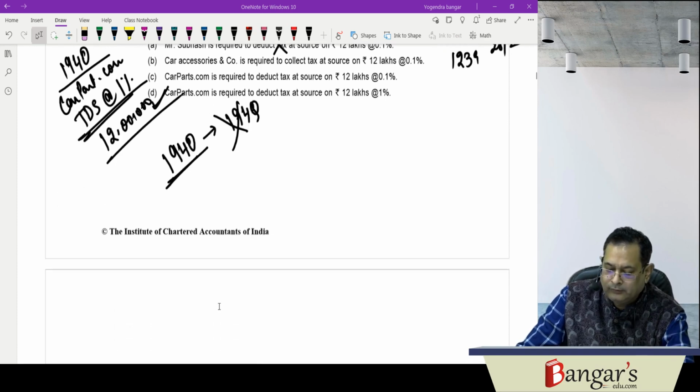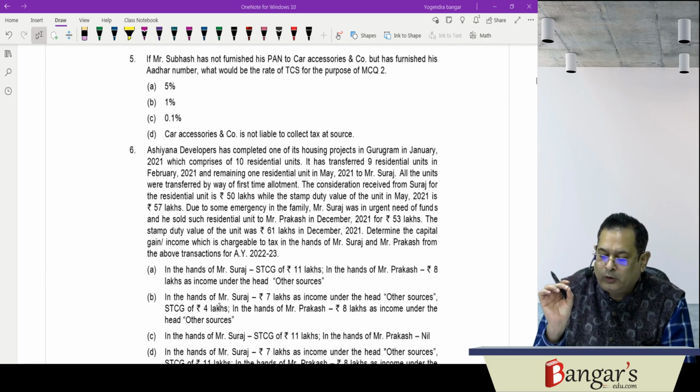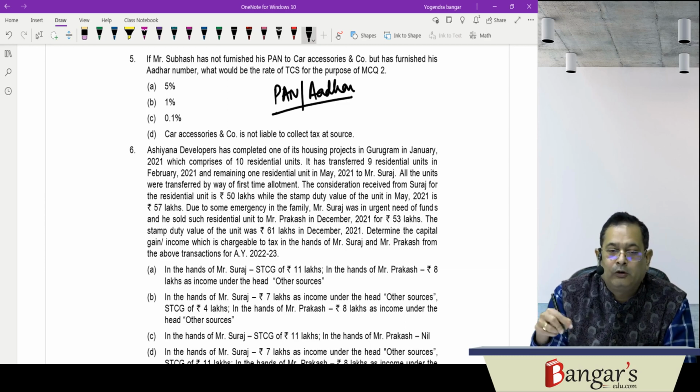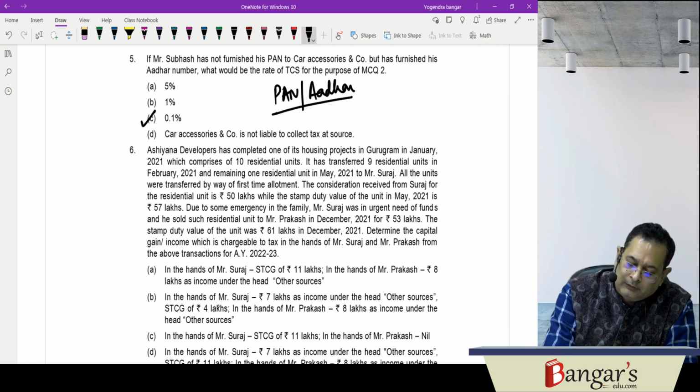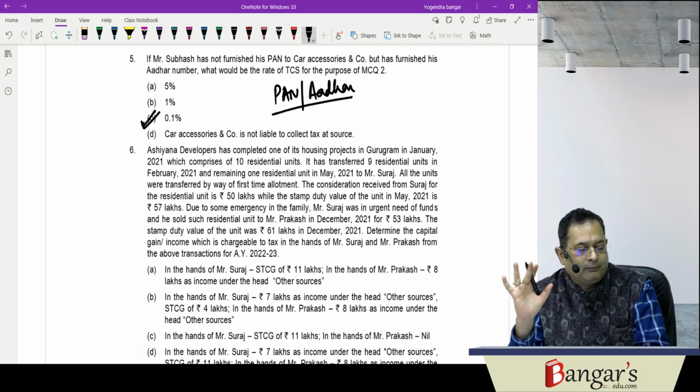The next is, what they are saying is Mr. Subhash has not furnished his PAN to Car Accessories and Company, but has furnished his Aadhaar number. What is the rate of TCS? Either you can furnish the PAN or you can furnish the Aadhaar number. It has been provided here. In that case, the TCS rate will not be enhanced from 0.1% to 1%. Otherwise, the TCS rate will be enhanced to 1%. So in this case, it will be 0.1% only because he has furnished the Aadhaar number instead of PAN.